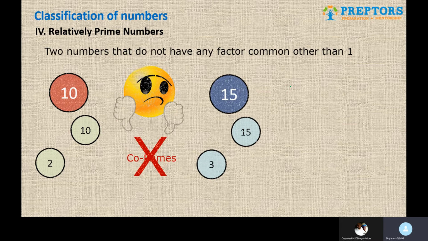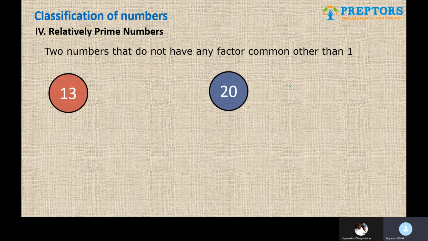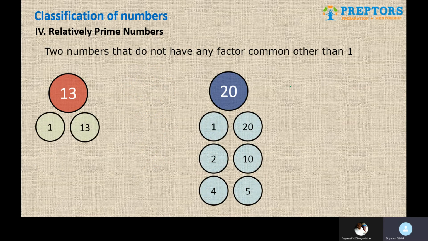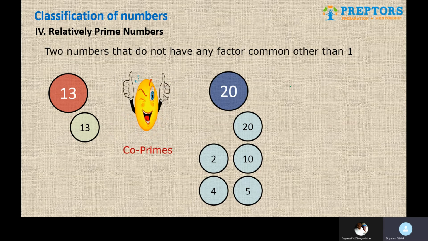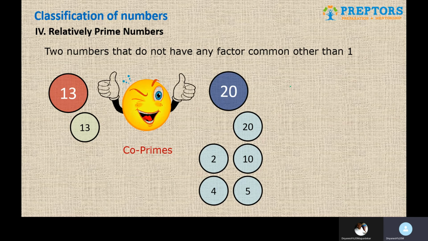Similarly, we can take another example. Suppose 13 and 20. Now 13 being a prime number will have only 2 factors, 1 and 13. 20 will have 6 factors, 1, 2, 4, 5, 10, 20. How many common factors between these two? Obviously just one common factor, which is 1 itself, and that means as far as the definition is concerned, they have to be co-prime. So this is how you validate the hypothesis that with one common factor between the numbers, they are co-prime. This is the idea.